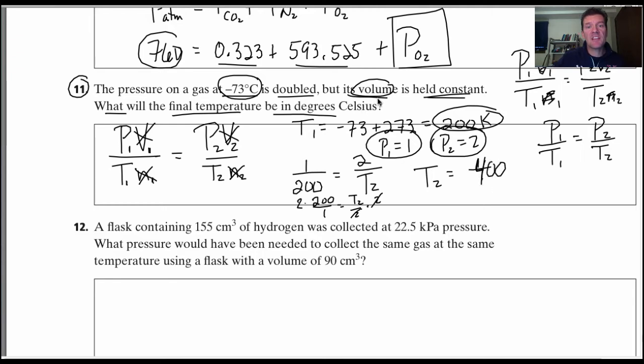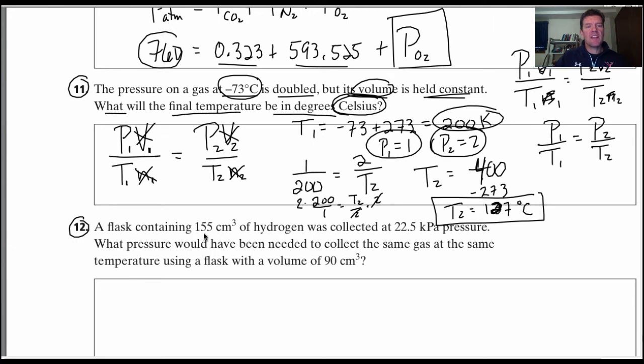But be careful, it's asking the temperature in Celsius. So in this case, I would have to subtract 273. And so my new temperature in Celsius is going to be 137 degrees Celsius. Okay? 127, sorry. 127. Okay? 127 degrees Celsius.